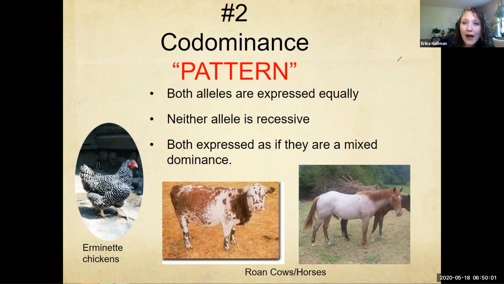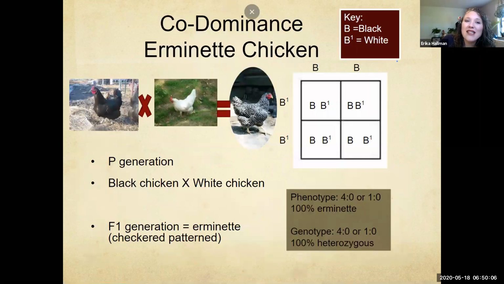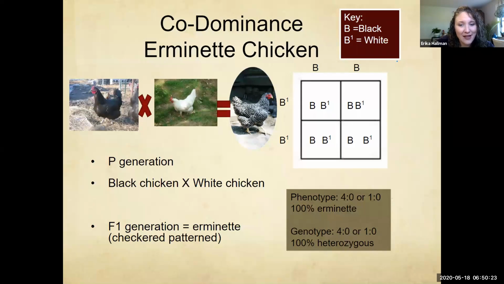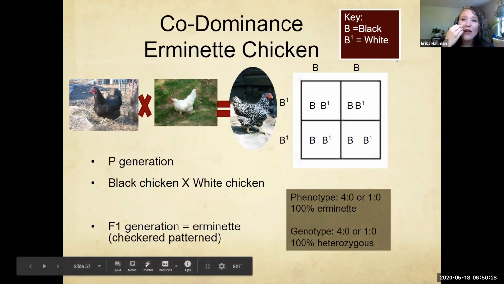So let's talk about how we actually show the genetics of this. Let's talk about codominance in an erminet chicken. So here we have a chicken that has all black feathers, that makes sense, and a chicken that has all white feathers. When we breed those two chickens together, the genes are not going to blend, they're going to become a pattern. So they're going to create this erminet chicken. Now in codominance, you will start to see us using different types of letters to represent our traits. Look at my key up here.